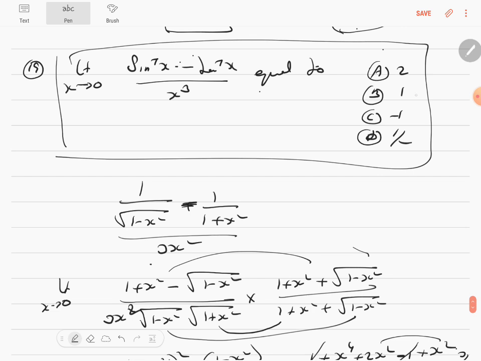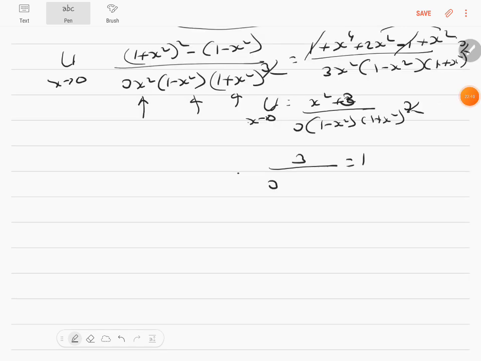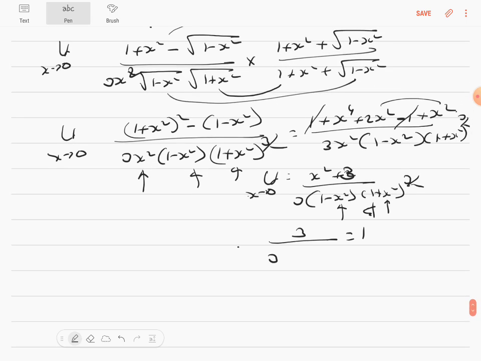Let me check my answer is right. Sorry, I think I made a mistake here. It's 1 plus, this is 1, this is 0, and this x is also 0. Yeah, it's just 1, so it's just 3. Why is my answer incorrect?